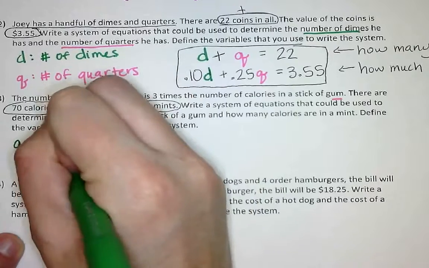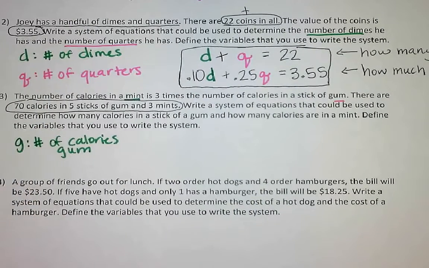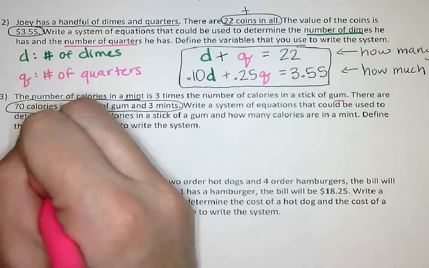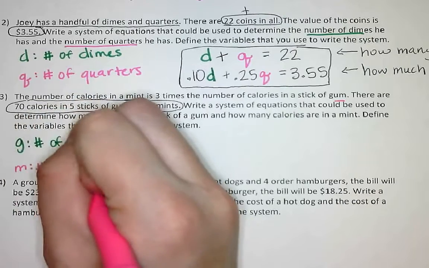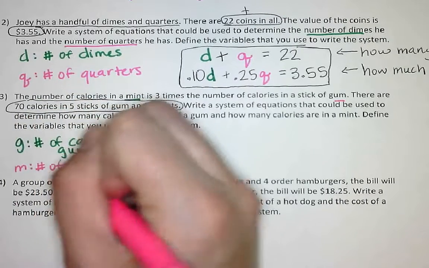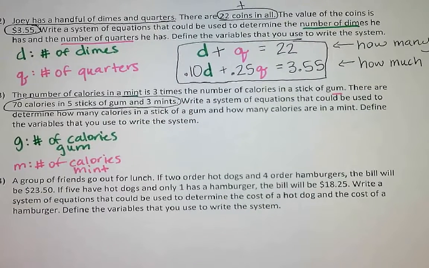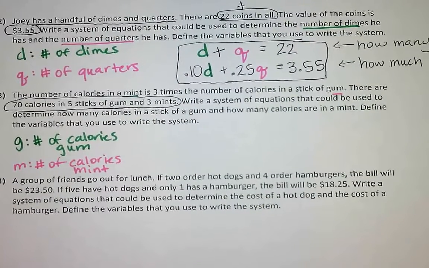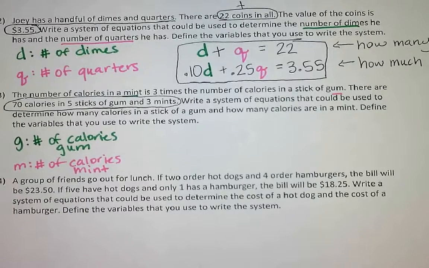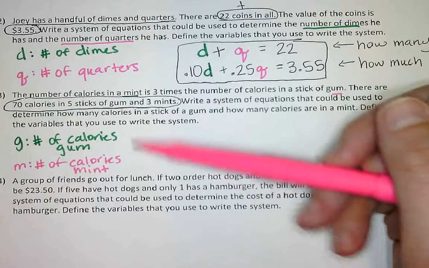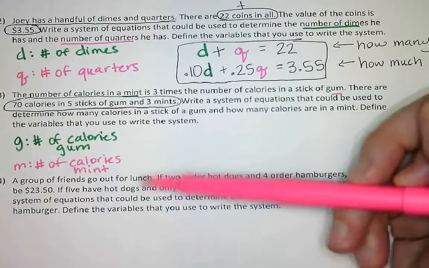Now guys, do I need to label them G and M? No. Could I label them X and Y? Sure. You just have to keep track of which one means X and which one means Y. That's why it's so important to write it out to the side, okay? So that you can keep it there, okay? Oh, I guess my mint is pink, sorry. And my gum is green.